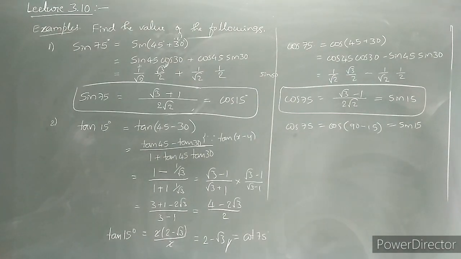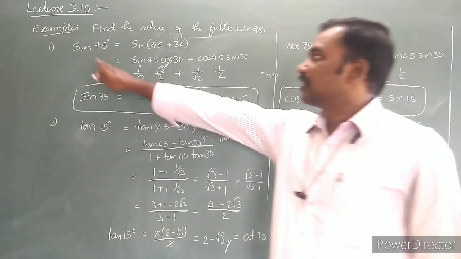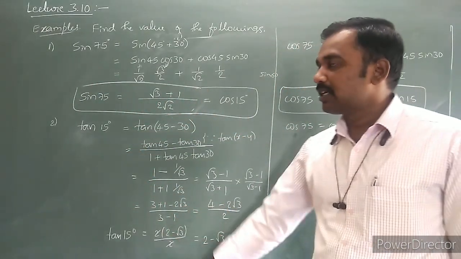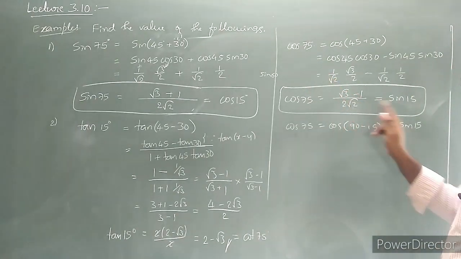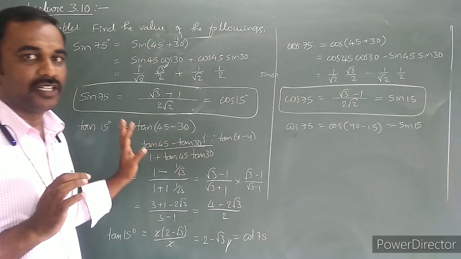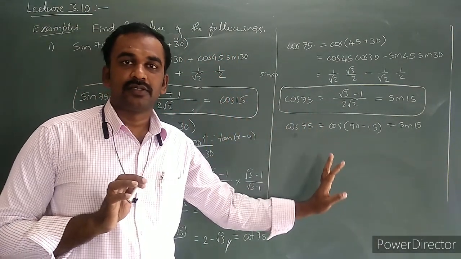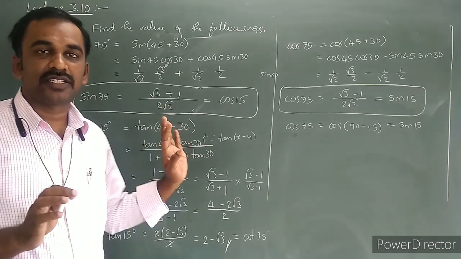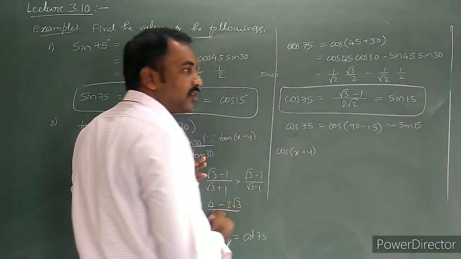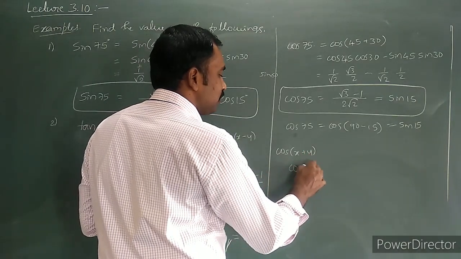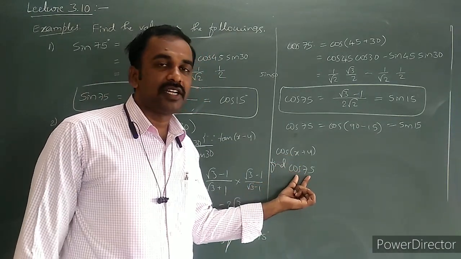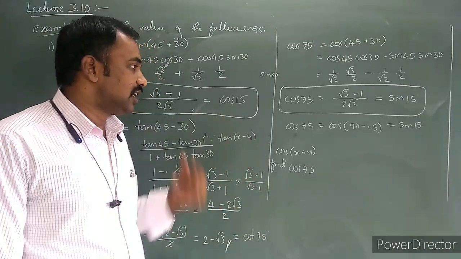So here we got six values in total. What are the six values? Sin 75 value, cos 15 value, tan 15 value, cot 75 value, and cos of 75 value, sin of 15 value. This type of problem might be asked in the 1 mark or 2 marks section, or in the 6 marks question also, that is the cos of x plus y derivation. Along with that derivation, find the value of cos of 75, that might also be asked.